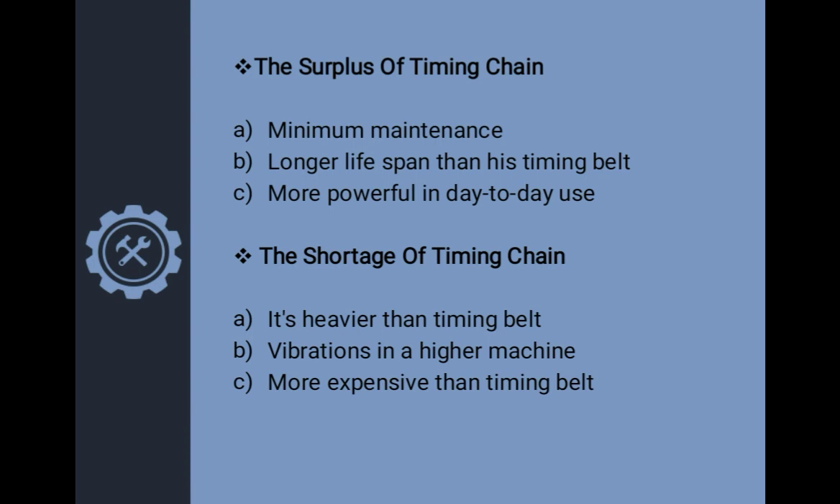The shortage of timing chain. A. Is heavier than timing belt. B. Vibration in the engine. C. More expensive than timing belt. Usually a motorcycle uses the timing chain.